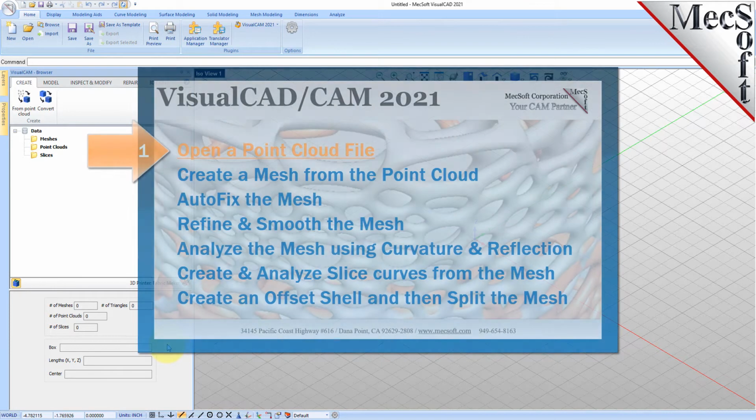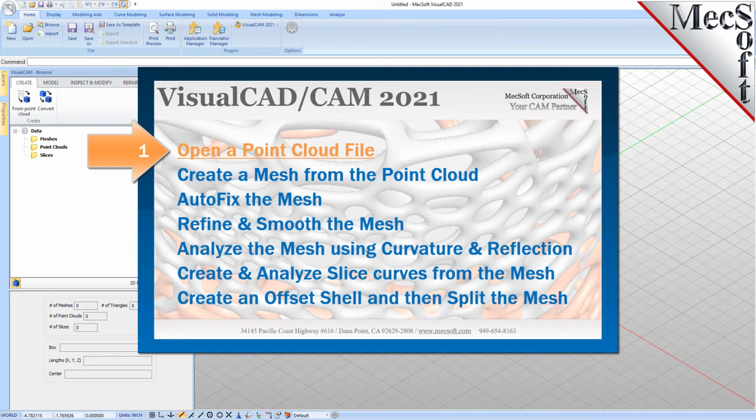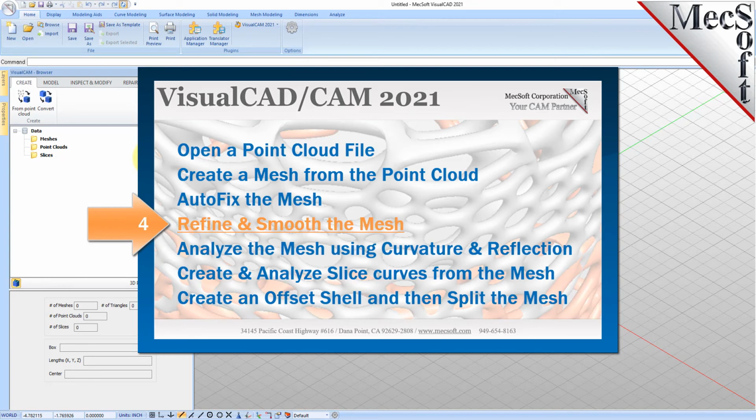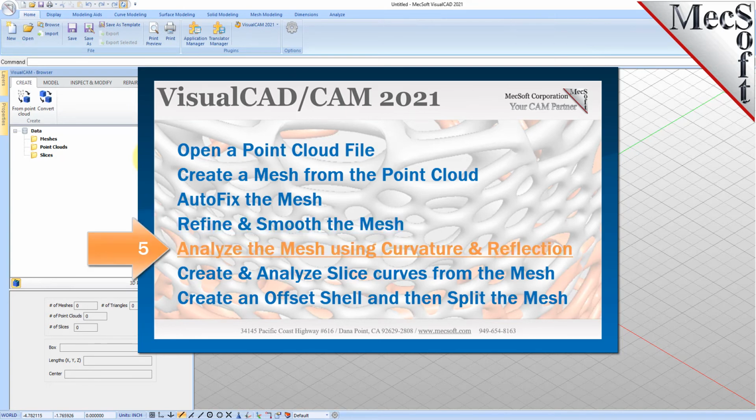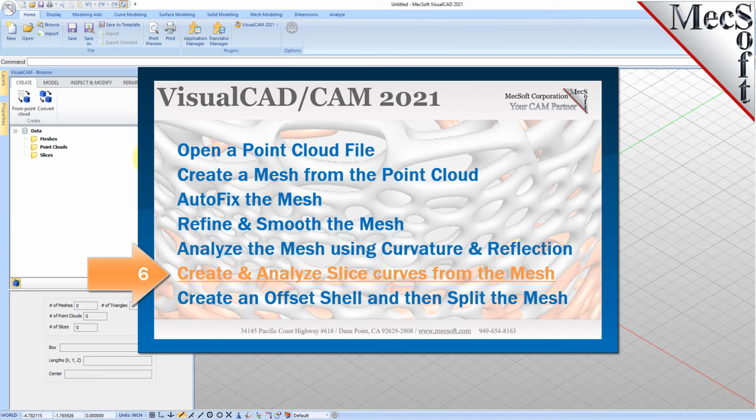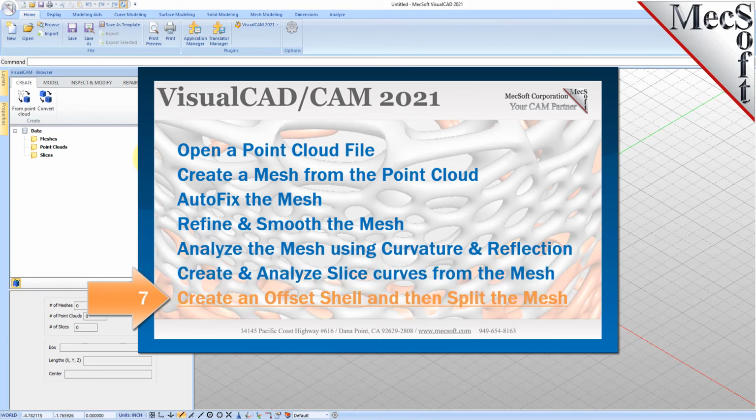We'll be performing the following steps to complete this guide. First, we'll open a point cloud file. Then we'll create a mesh from the point cloud. Then we'll auto-fix the mesh and analyze the mesh. After that, we'll refine the mesh and smooth it out. Then we'll analyze the mesh using curvature and reflection analysis. Then we'll create and analyze slice curves from the mesh. Finally, we'll create an offset shell and then split the mesh into two halves.